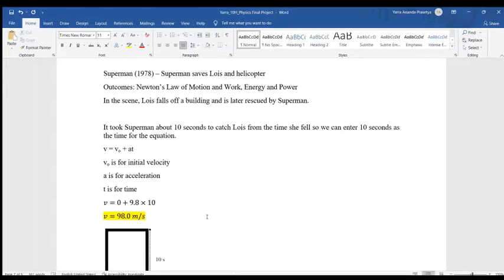Now we need to find the velocity of Lois, and we can use the free fall velocity equation to do that, where V0 is initial velocity, a is acceleration, and t is time. So V0 plus at is the free fall velocity, right? So we know that her initial velocity is 0, and it took her 10 seconds to fall. So 0 plus 9.8 times 10, we get 98 meters per second. So Lois is falling at a rate of 98 meters per second.